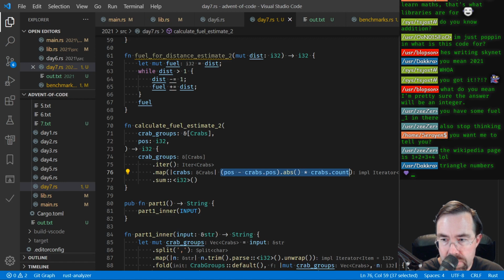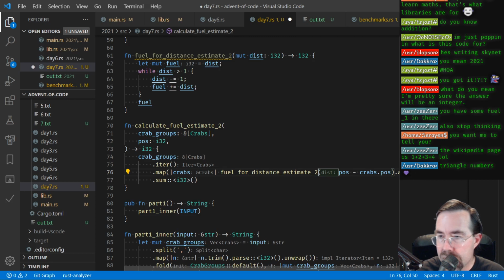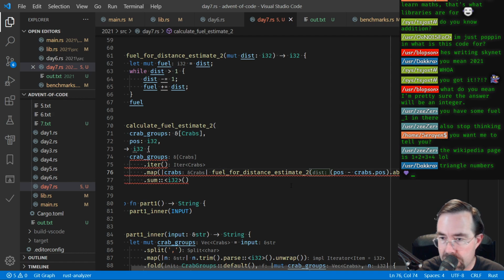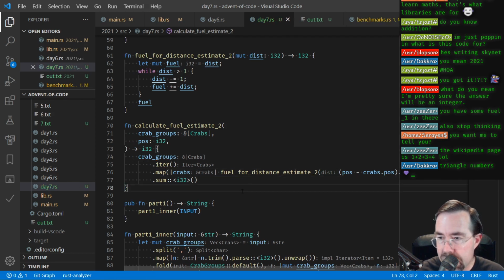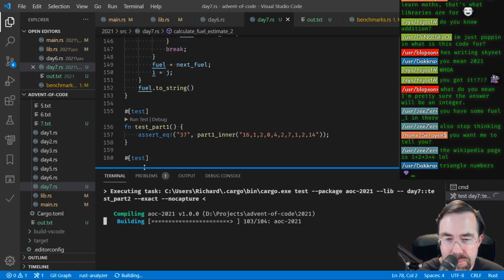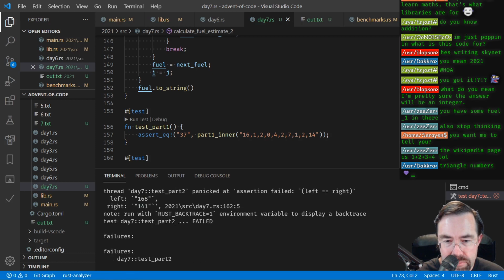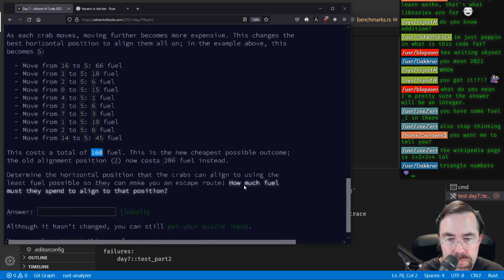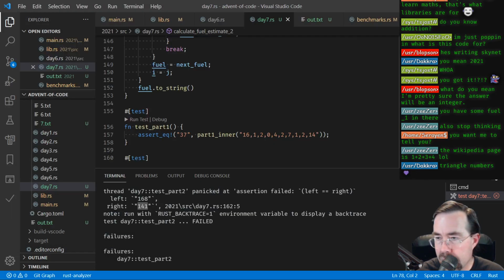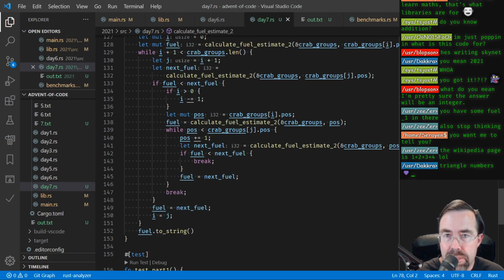So then I'll use that here. This is not correct anymore. It's fuel for cost of this absolute value. Fuel for distance estimate, and take the absolute value of position minus crab's position. Like that. Not enough parentheses. Add more parentheses until it works. Test part 2. I failed. Off by a little bit. 141. Okay. So let's have it printed. Print this out.